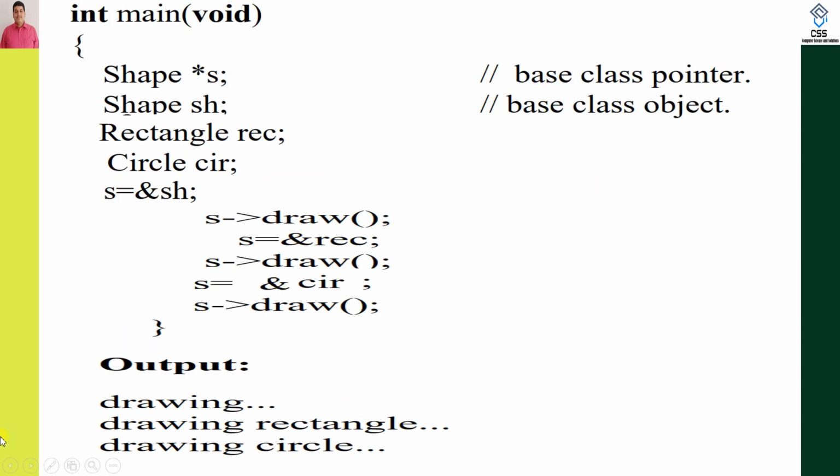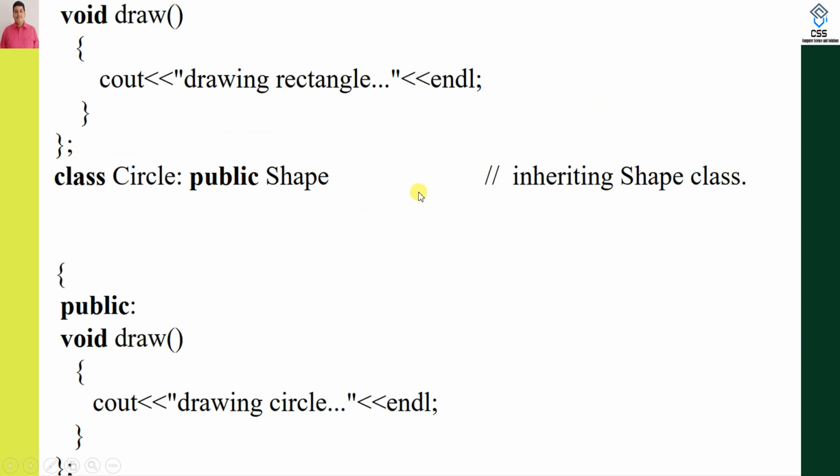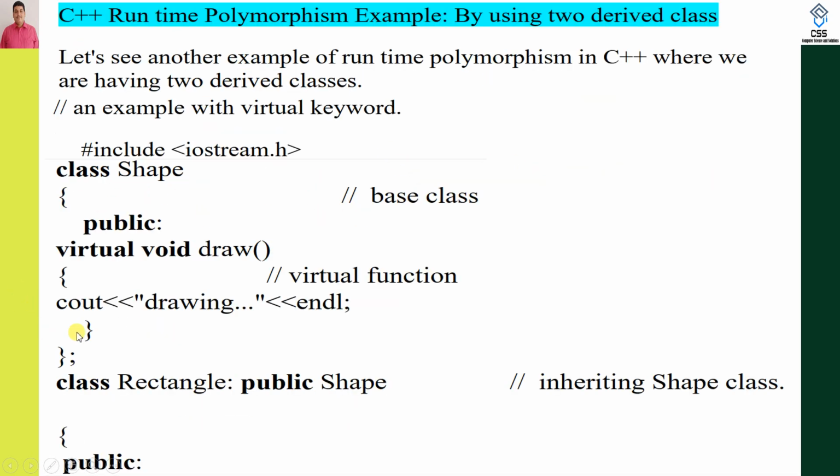So what is the benefit? See, shape has a pointer object and a general object, rectangle has a general object, circle has a general object. Now, the shape pointer object can hold an address. First it stores the address of itself, that is sh. If s arrowhead draw is given, then it goes to the parent class draw method and the drawing message will be displayed.